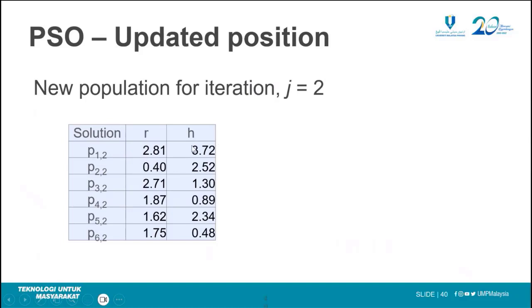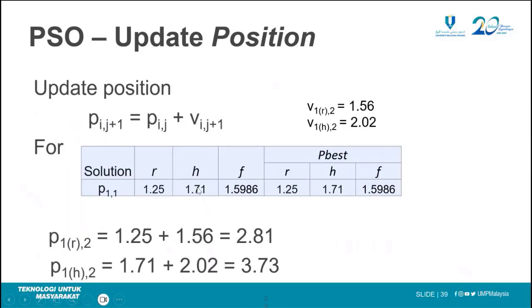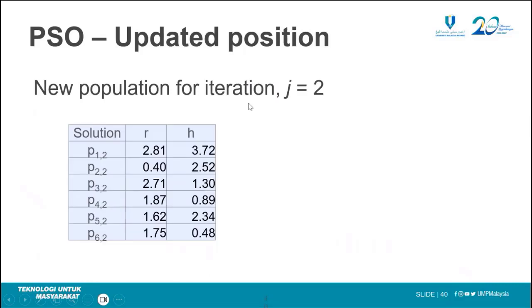The same is true for H. The new H is 3.72, and the old H is 1.71. So now we are in the second iteration, and again, P here represents the particle.